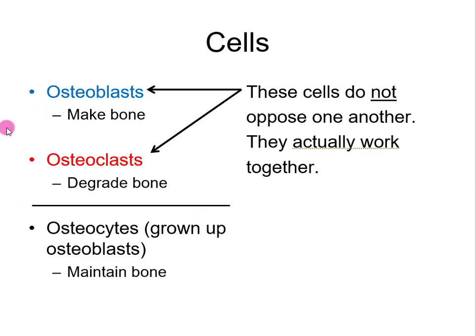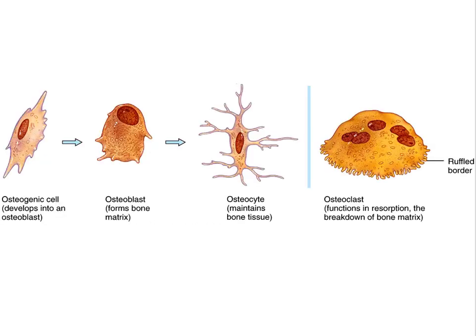Osteocytes then are grown-up osteoblasts, and their job then is to maintain bone. Okay, so if you can only say one thing about each of these cells, osteoblasts make bone, osteoclasts degrade bone, and osteocytes maintain bone. Okay, so with that, let's look at this slide.